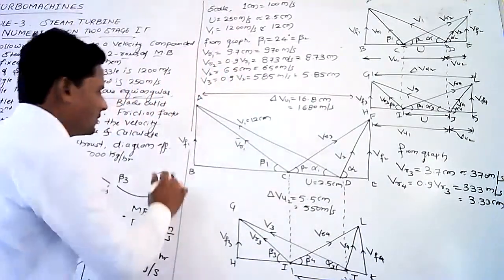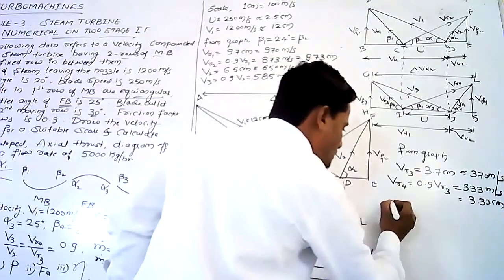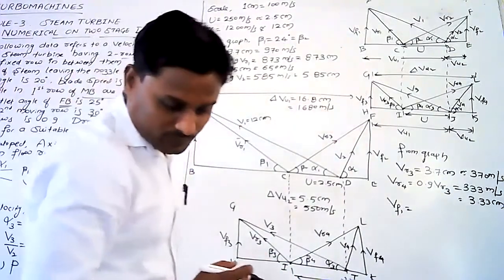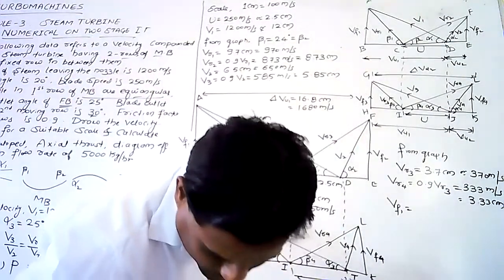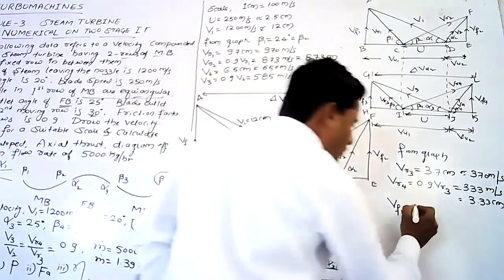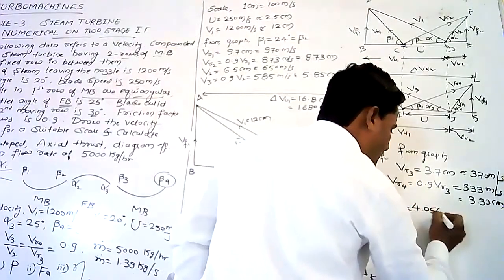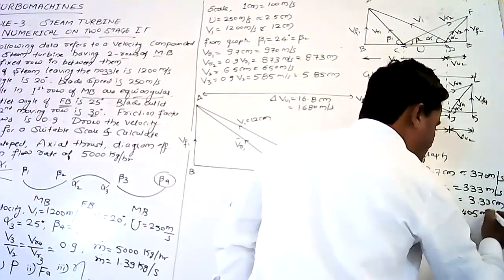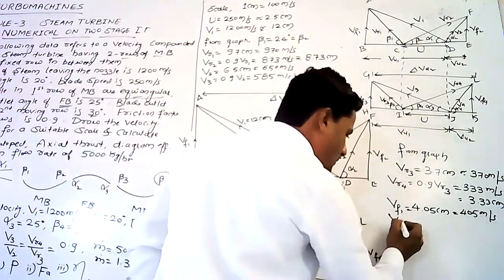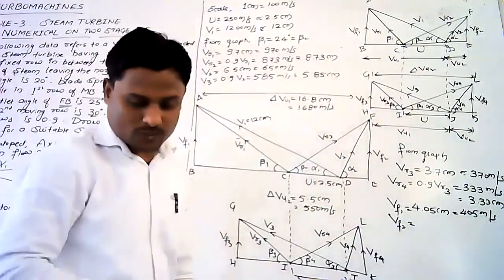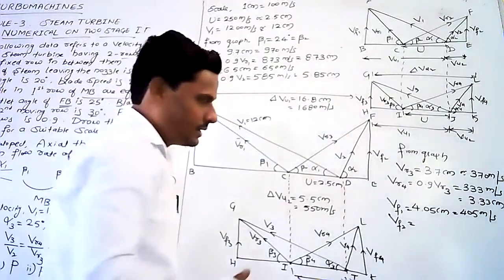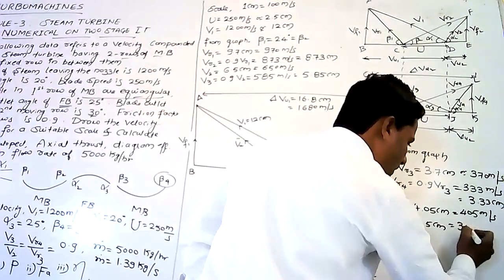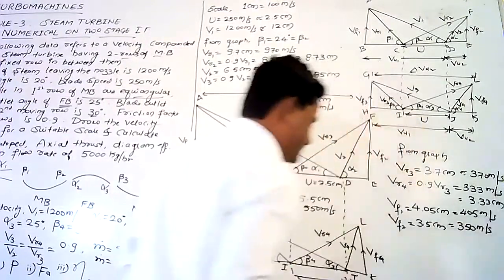Similarly, you can measure the values of VF1 and VF2 as well. From the graph, VF1 equals 4.05 centimeters, or 405 meters per second. Similarly, VF2 equals 3.5 centimeters, or 350 meters per second.